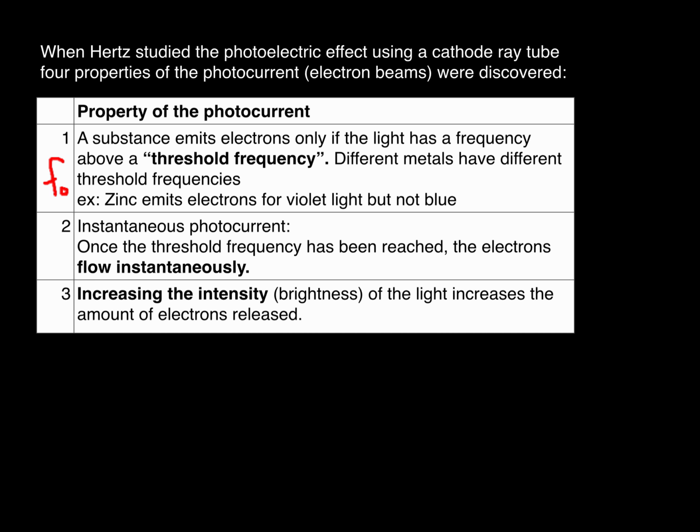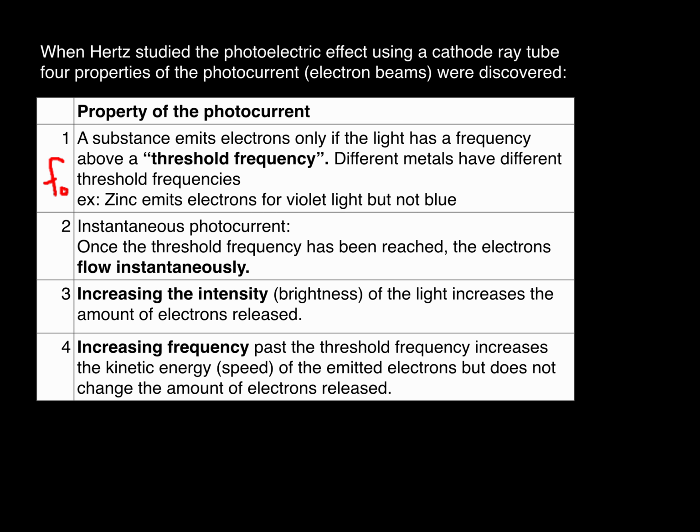Third, increasing the intensity, which means brightness, of the light increases the amount of electrons released. And fourth, increasing frequency past the threshold frequency increases the kinetic energy, which means it increases the speed of the emitted electrons, but it does not change the amount of electrons released.